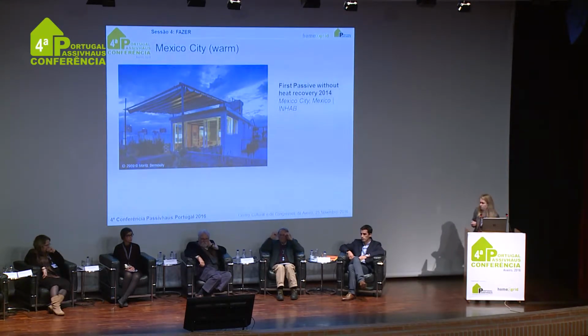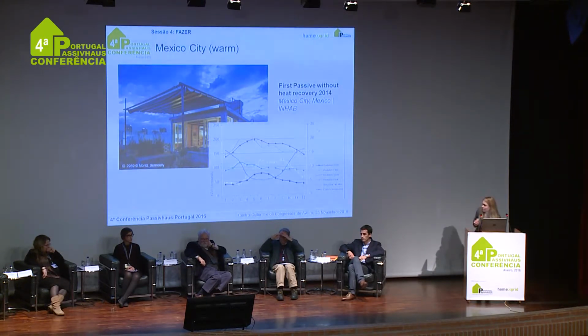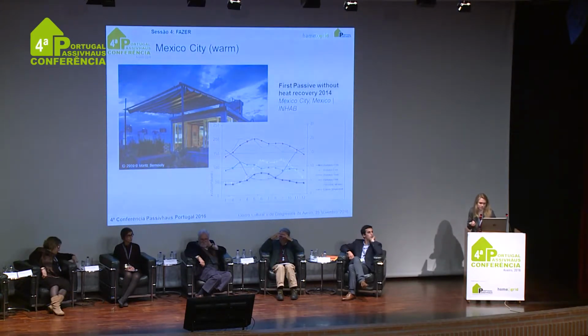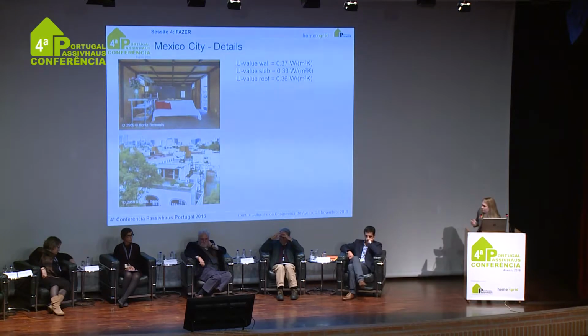It's a warm climate zone, and it's the first Passivhaus without heat recovery, because the temperatures are so mild in Mexico that we don't need it. Basically, it's a house that was built quickly on the top of another one. It was built with temporary material. So when we made it to the Passivhaus standard, we replaced many materials and we added some insulation to get to those U values. We changed single glazing through double low E glazing.